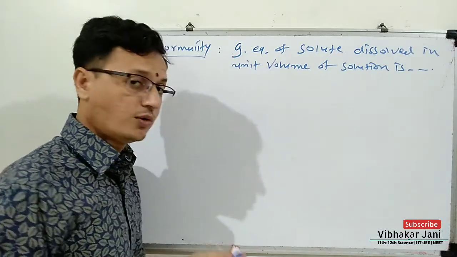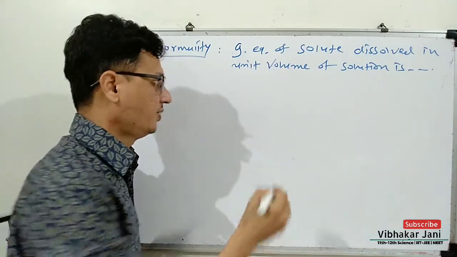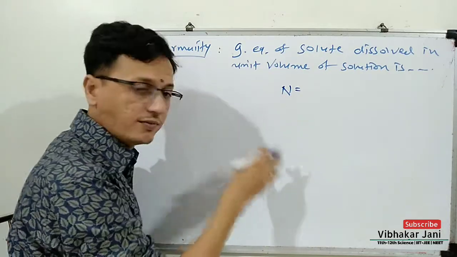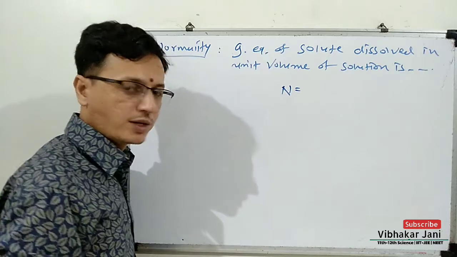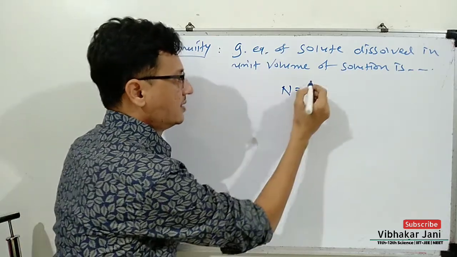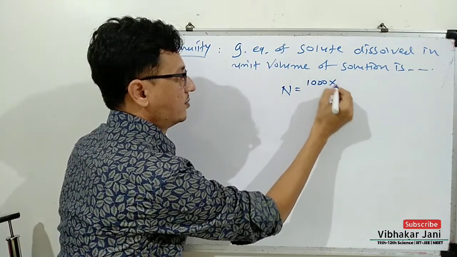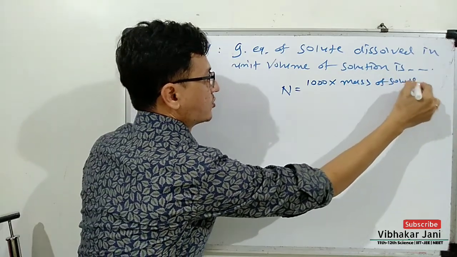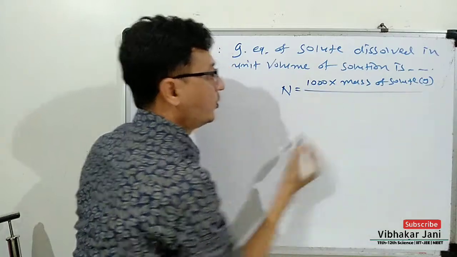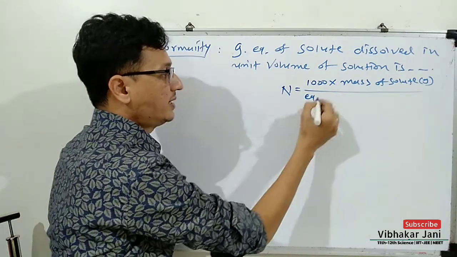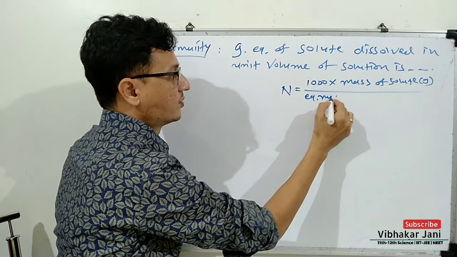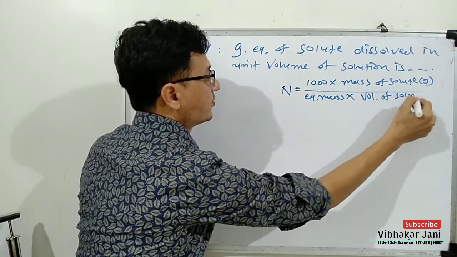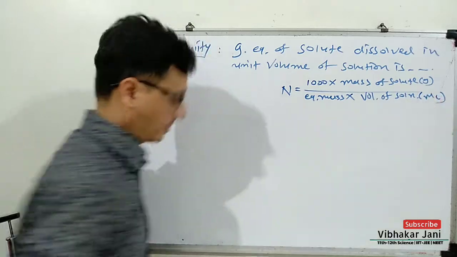Now if we make the formula for normality, it will be like this. I am directly writing the formula which we are going to use in our numerical problems. Normality is equal to 1000 multiplied by mass of solute in gram upon equivalent mass of solute multiplied by volume of solution in milliliter.